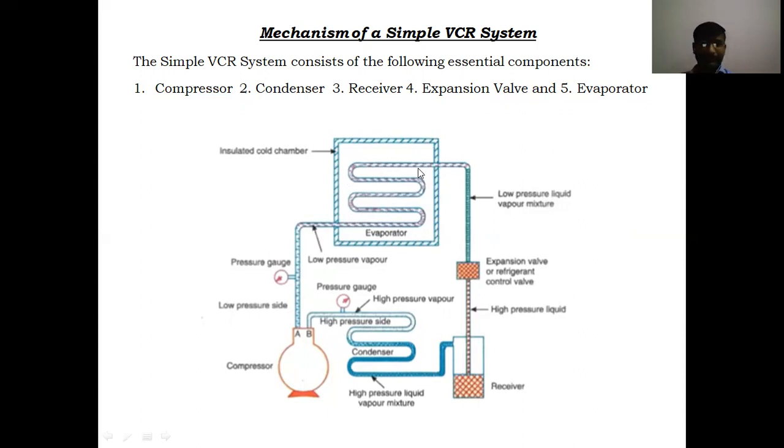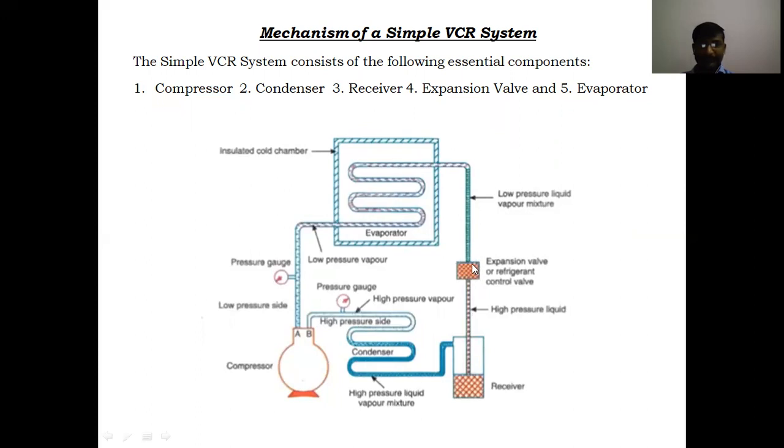This low temperature, low pressure liquid vapor mixture is sent to the evaporator, at which heat is absorbed from the required space. By absorbing the heat, the liquid vapor mixture completely vaporizes by absorbing the latent heat. That low pressure vaporized refrigerant will be sent to the compressor again, in which the vapor refrigerant is compressed again to maintain the high pressure. This is the pressure gauge to measure the pressure on the low pressure side. This is the pressure gauge which measures the pressure on the high pressure side. This is the high pressure side up to here, and this is the low pressure side.